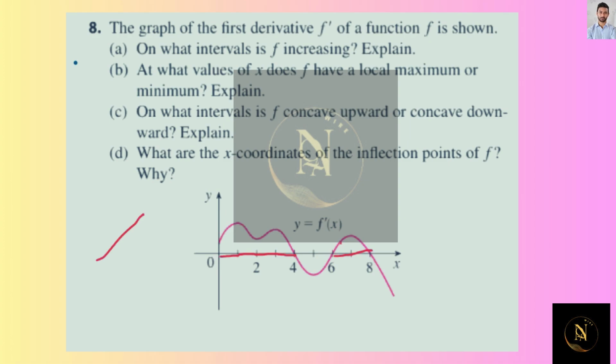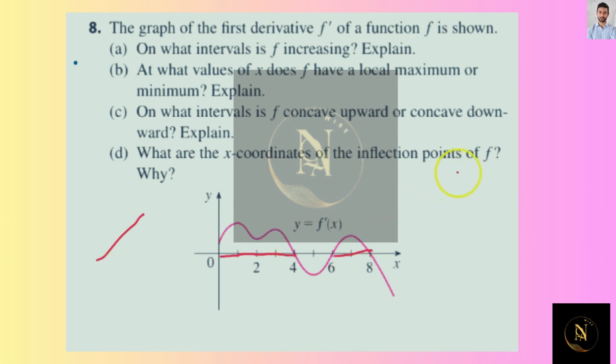Part B, at what values does x have a local maximum or minimum? Okay, so remember when we were looking at your functions and talking about a local max or a local min, that was where, if you had your graph, you either had a peak, where it goes up then comes back down, or a local min where it goes down and comes back up. Now, where do we find that in the first derivative?